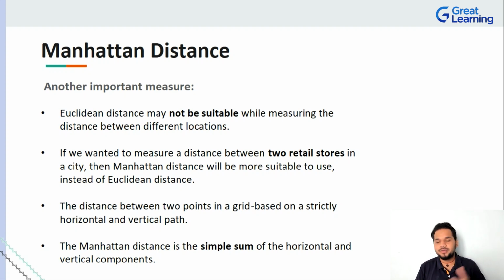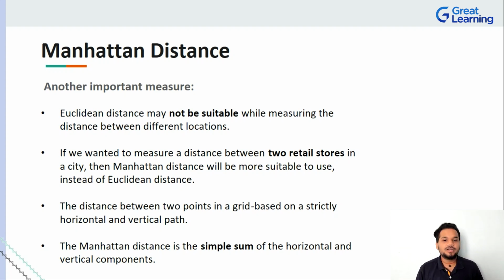So maybe I'll give you an example, right? Think of a situation where you have to find the distance between two retail stores in your city. In this particular case, there are not many cases where you can draw straight lines because you have streets, you have crossings, you have whatnot. So instead of just drawing a straight line from this to that, you can actually use Manhattan distance. In fact, that's how it gets its name as well.